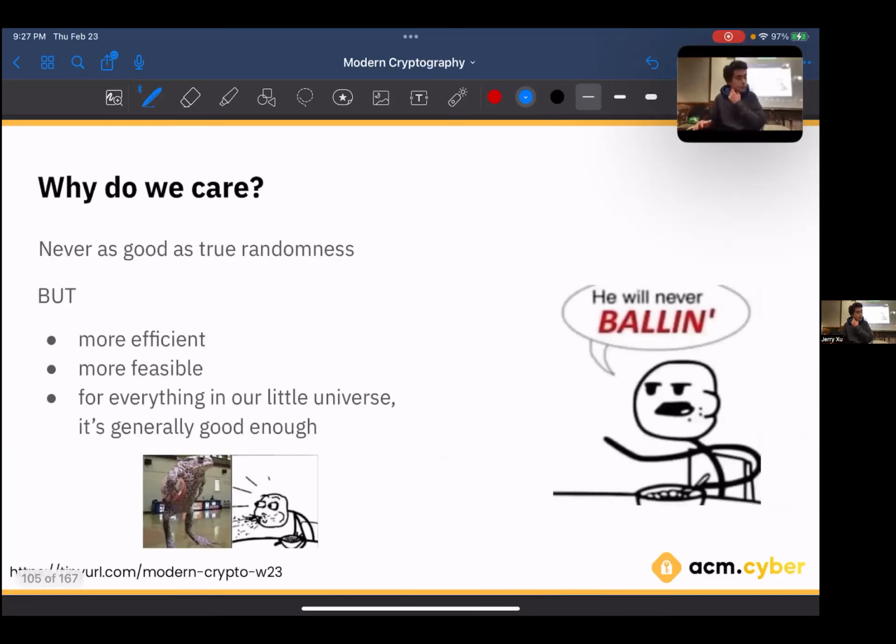Okay, so a lot of you may be thinking, PRGs, I'm familiar with them. I know they'll never be as good as true randomness, but the point here is that they're going to be more efficient, right? They're going to be more feasible. If you know how much better true randomness is than PRGs in general, then you probably know how much more resource intensive generating true randomness is. So the point is using PRGs is more efficient and more feasible. And even if they're not as good as true randomness, they're going to be good enough for all intents and purposes, right?